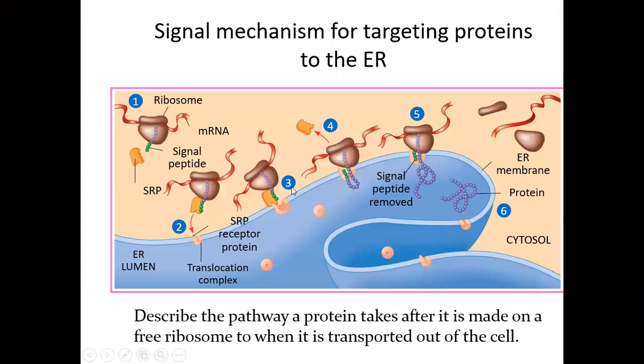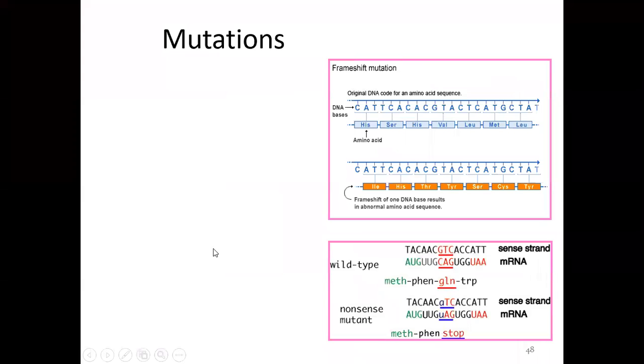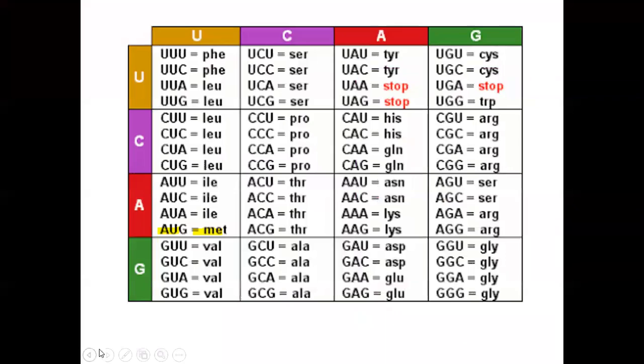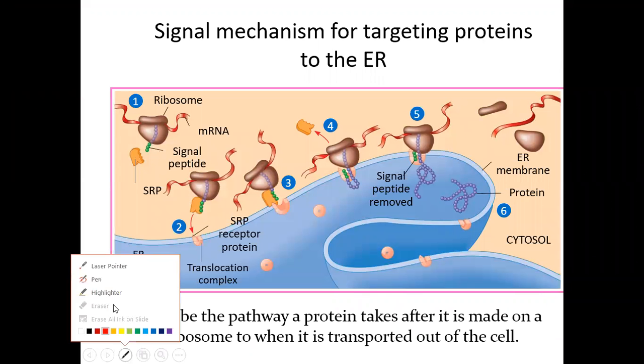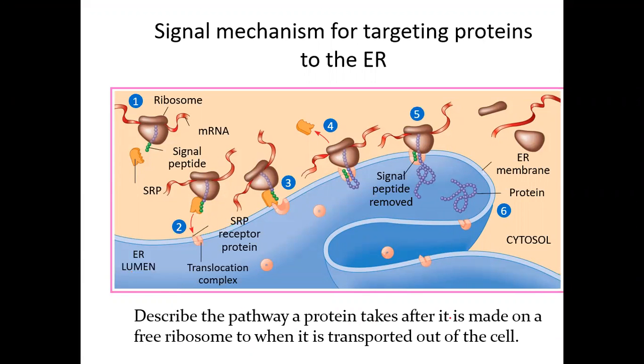So just want to remind you, if a protein is made on a ribosome on the side as well, actually, let me write this out here too. So this question: describe the pathway a protein takes after it's made on a free ribosome to when it's transported out of the cell. So a couple of things.